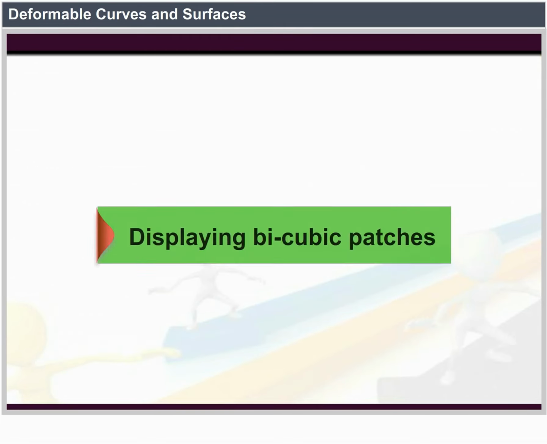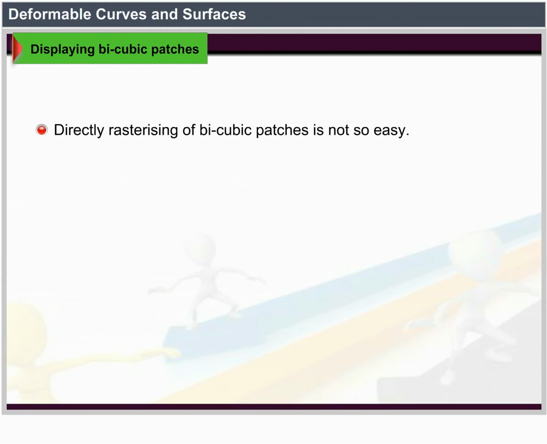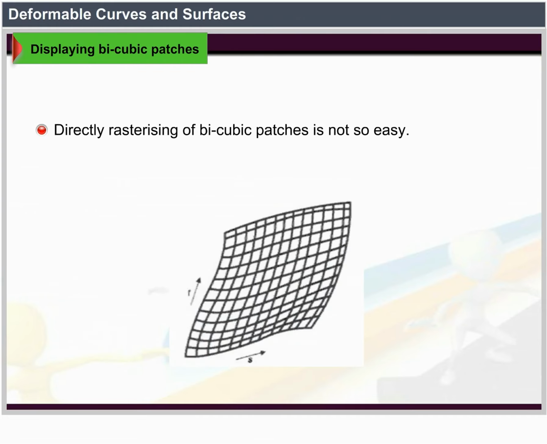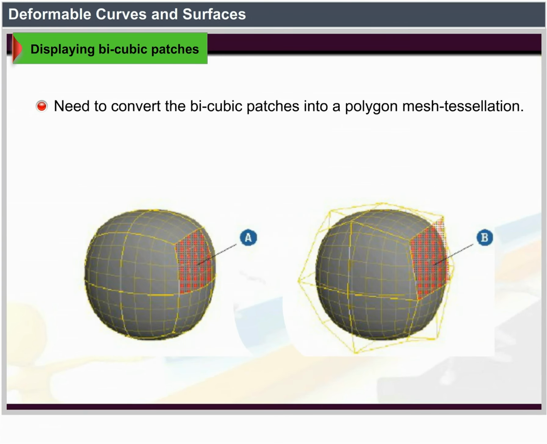Displaying bicubic patches. Directly rasterizing bicubic patches is not so easy. Need to convert the bicubic patches into a polygon mesh.